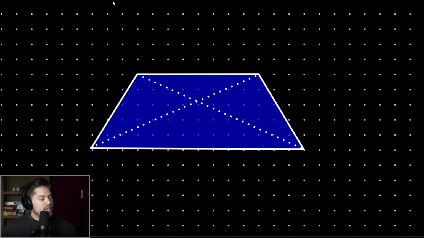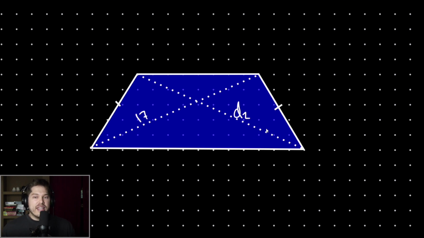We're told that this is an isosceles trapezoid, and we're told that this diagonal is equal to 17. And then we're asked to find the length of diagonal 2. Well, it's up to you to recognize that isosceles trapezoids have the same diagonal lengths. Therefore, diagonal 2 will also be equal to 17.